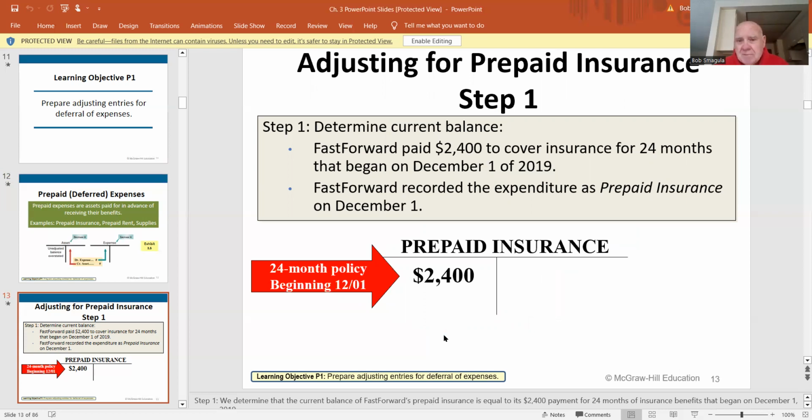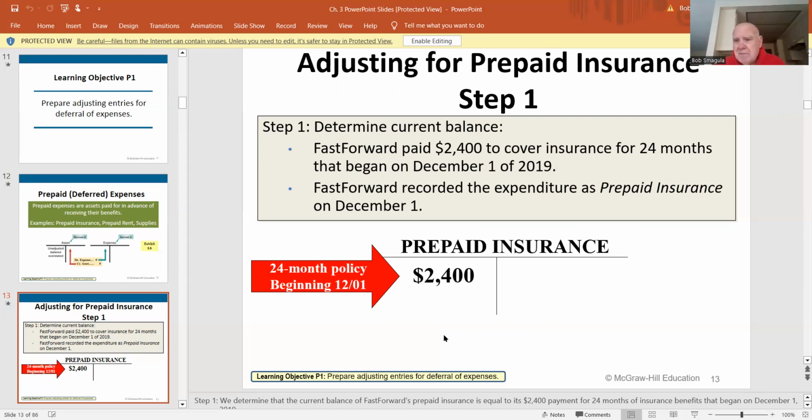Fast Forward Company paid $2,400 to cover insurance for 24 months that began December 1. So it looks like it's $100 a month to me, huh? Fast Forward recorded the expenditure as prepaid insurance, which is correct. That is an asset. It does not become an expense until you get the benefit of the insurance policy, meaning as the policy lapses each month. So it's a $2,400 policy, 24 months, that's $100 a month.